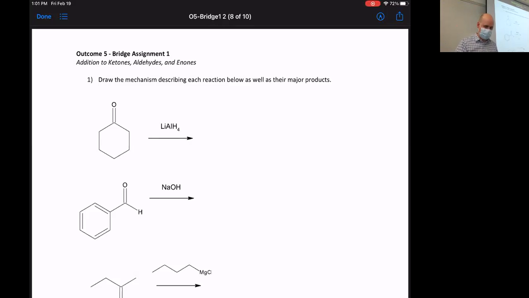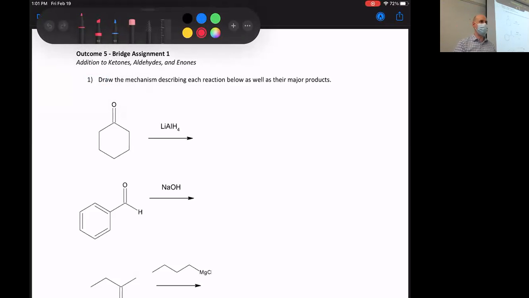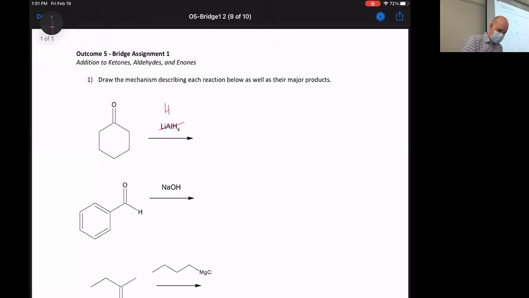No questions. All right, so let's go through these. It is very important that when you see lithium aluminum hydride, you know what that means. So tell me what lithium aluminum hydride reacts like. 1, 2, 3, go. H minus, great. So when you see it, either mentally or physically, cross it out and consider it to be H minus. All right, what about sodium hydroxide?